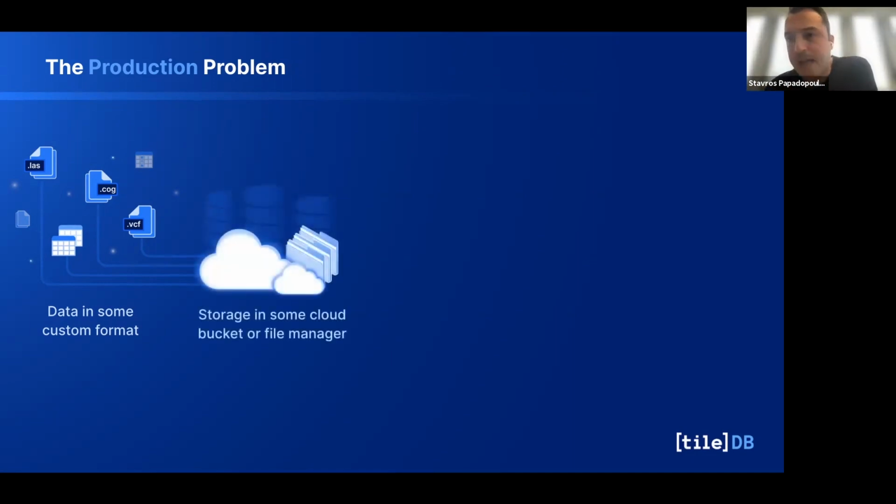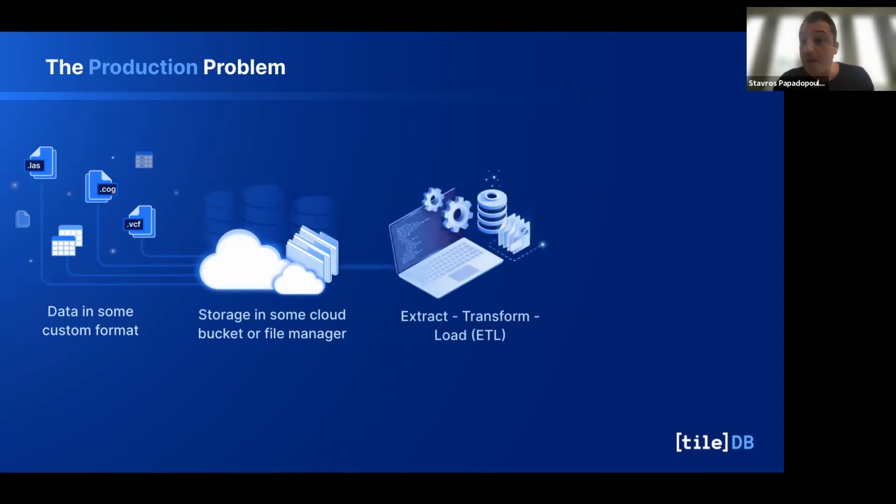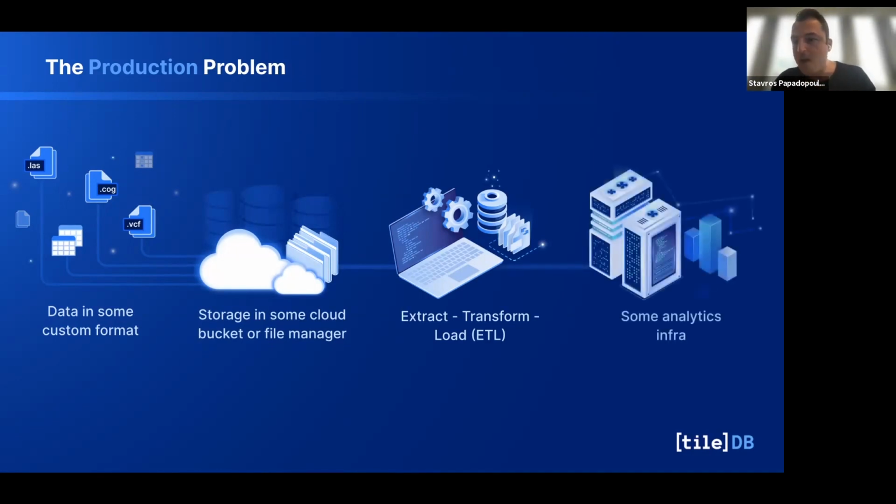Then this is dumped somewhere because it's a file. So usually now some object store on the cloud, which is cheap because this is a lot of data, or some kind of a file manager. Then there is a lot of ETL because that format is not useful. So there has to be some ETL. And then the users create their own analytics infrastructure in order to consume the data.